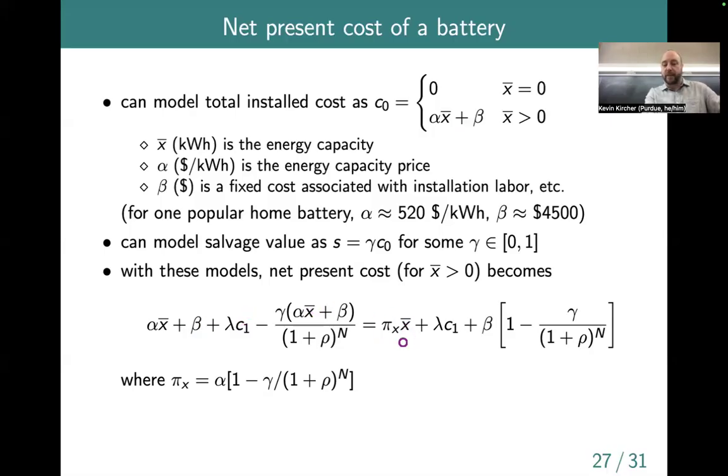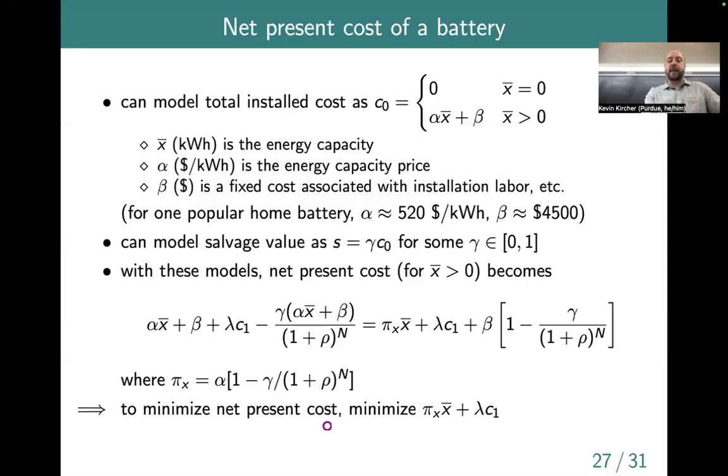And then we have this new variable that we've defined, pi x, which is a mixture of alpha. So this is the kind of slope at which the project cost scales with the size of the battery. And then it has also the discounting factor and other stuff in it.